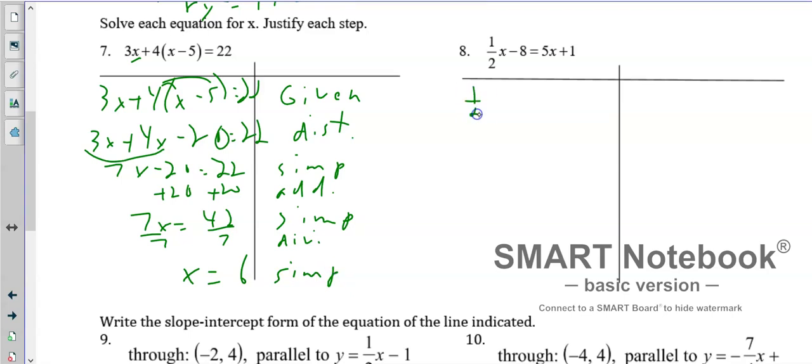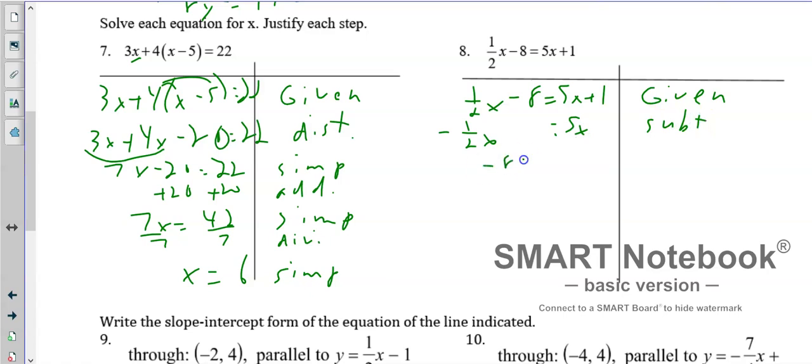Over here, same thing. 1/2 x minus 8 equals 5x plus 1. That's given. All right? A few different things you can do here. It's up to you. Some people like to keep their x's positive. It doesn't really matter. I'm going to subtract 1/2 x, you can also put 0.5x, from both sides, and that's obviously subtraction. That's going to give me negative 8 equals 4.5x plus 1.